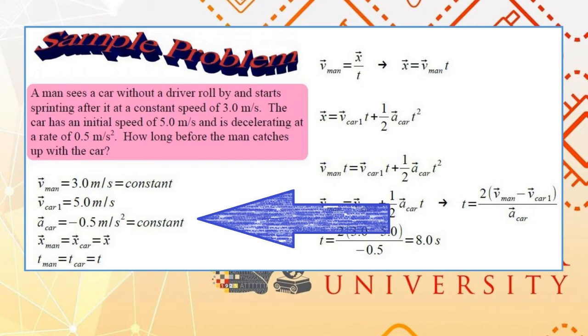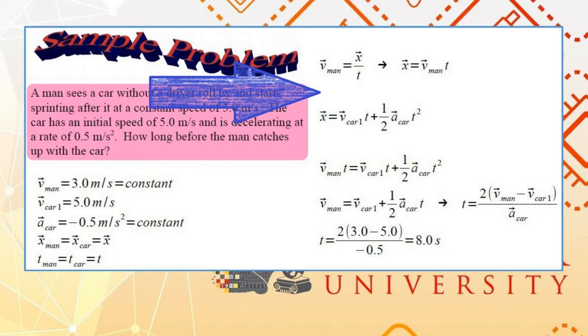You can unite the two analyses using either x or t, since x is the same for the man and the car, and the same goes for t. And that's precisely what we will proceed to do in the next part of the example.